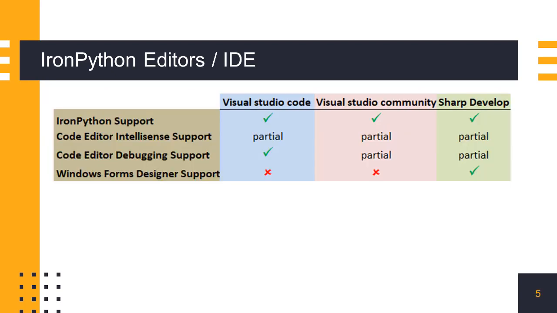Now there are some positive features and some negative aspects of all the 3 IDEs. Visual Studio Code has good IntelliSense support for Python language, but not for .NET Framework classes. Visual Studio community is also having issues with IntelliSense and debugging support for Ironpython projects. Here we see that the only advantage to use Sharp Develop is we get a Windows Forms Designer module to design the interface of the forms. By using the positive features of all the 3 IDEs, we can easily develop Windows Forms application in Ironpython.